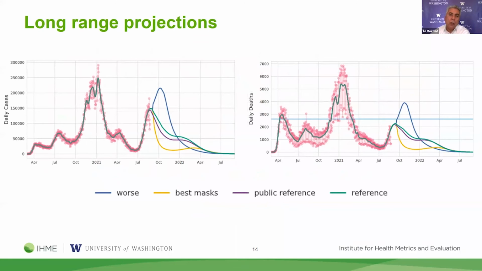And we do long range projections. We don't release these ones, but I wanted to share with you. And here, worst is the blue, basically saying if we don't wear a mask and mobility increases. Best mask is 95% of people wearing a mask when they are outside. Public reference is what we released the week before, and reference is what we released this week. So you could see a change from one week to another sometimes in our projections.